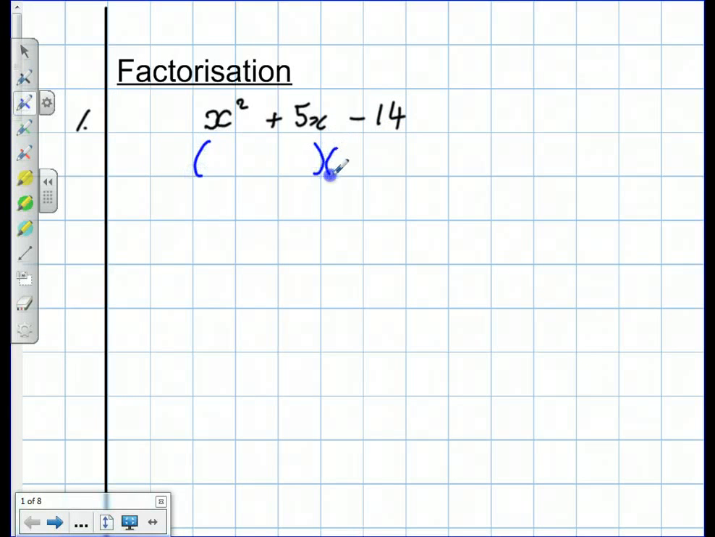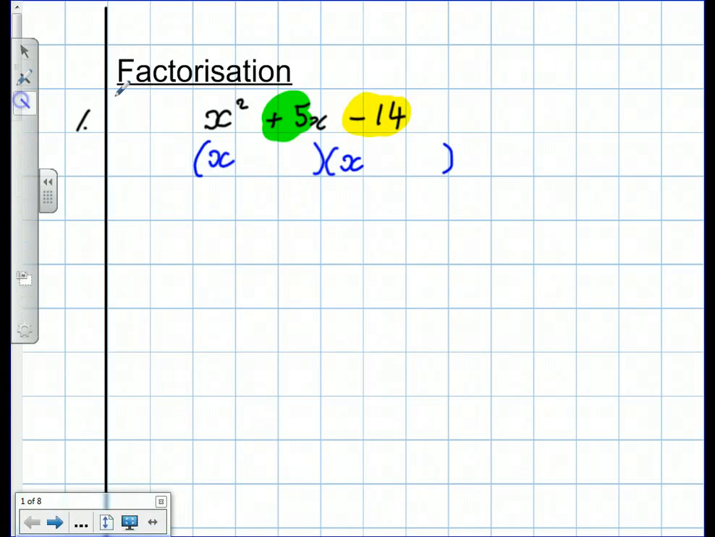Factorisation means you have two brackets. In each bracket we have to have x, because when we multiply out these two brackets we want to get x squared. Now we need two numbers that multiply together to give us minus 14 and add together to give us plus 5. Plus 5 being the number in front of x when I expand and simplify.